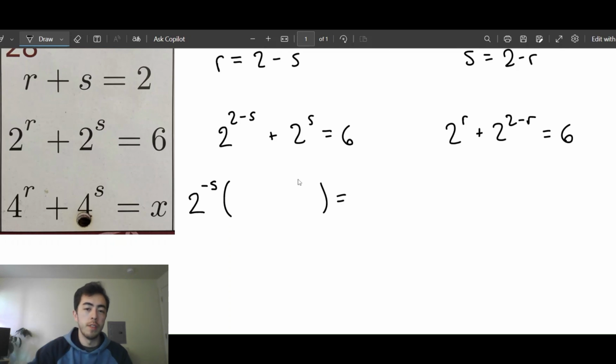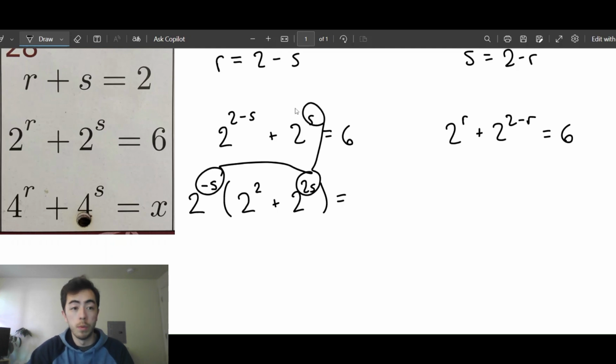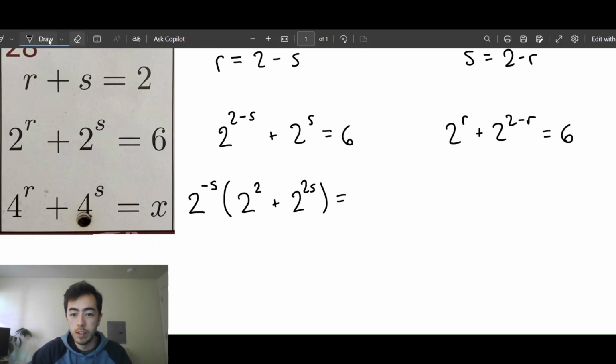Whenever you factor stuff out, you can think about this times another thing is going to bring you back to where you started. And when we're multiplying things with the same base, I know that the base should be 2, all we've got to do is add the exponents. Negative s plus that will bring me back to my original exponent here. So that means this should be 2 to the power of 2. And this should be 2 to the power of, I guess, 2s, right? Because if I add these exponents together, then I will remain with just 1s in the end. That's all equal to 6.